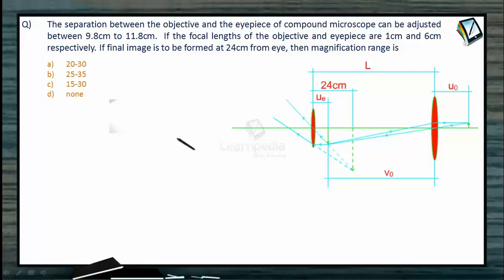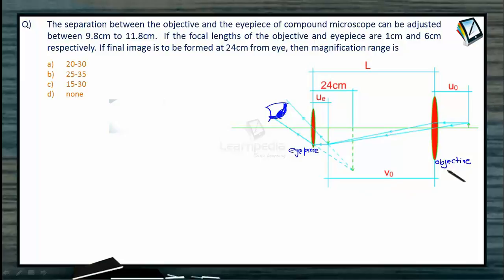The objective and the eyepiece of a compound microscope can be adjusted between 9.8 centimeter to 11.8 centimeter. Here I have shown you the objective lens of the compound microscope, and here is the eyepiece, the lens which is normally close to the eyes. That is how you have to place your eyes to see the final image.